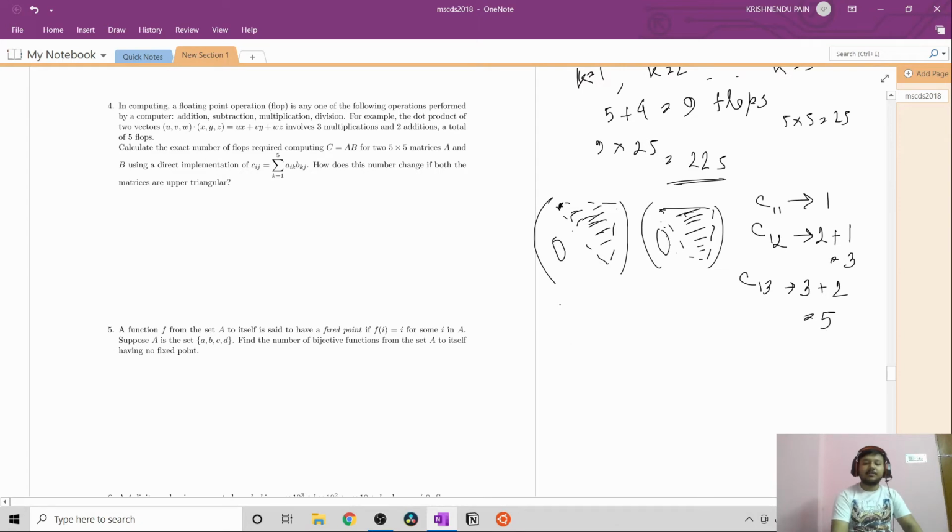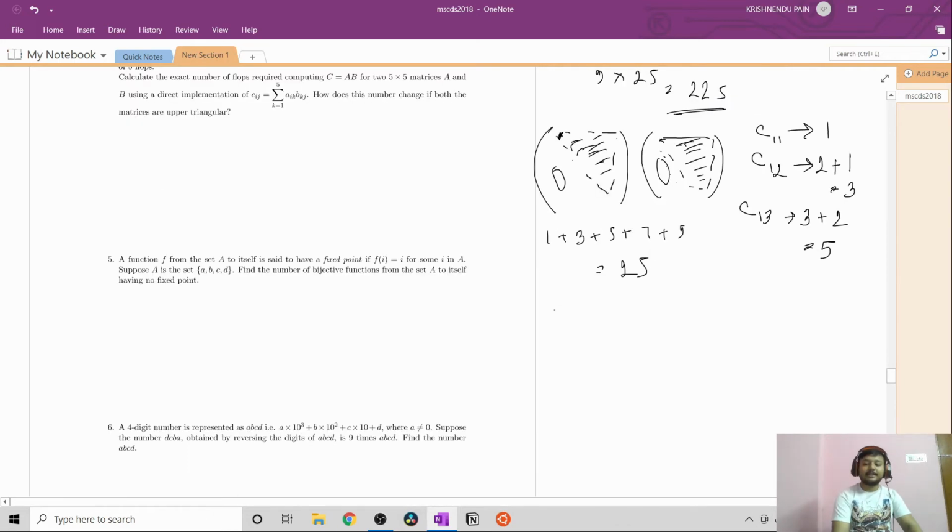So similarly for the first row, the total number of flops is 1 plus 3 plus 5 plus 7 plus 9, which is equal to 25. To calculate the second row, as these two matrices are upper triangular, the product matrix is also an upper triangular matrix. So C21 is 0, so we don't have to calculate any. For C22 there is again only one multiplication. C23 has 2 multiplications and one addition, 3. So similarly for the second row we calculate 1 plus 3 plus 5 plus 7, which is 16.